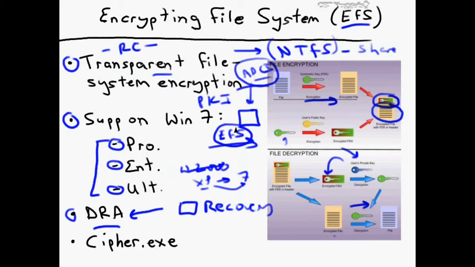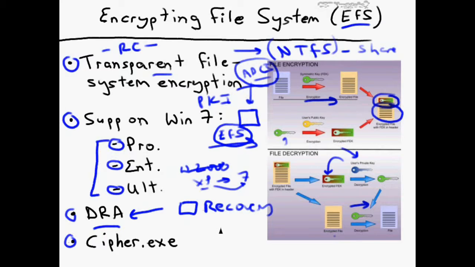In Windows Server 2003 and 2008 domains, the domain administrator, not the Domain Admins global group, but the domain administrator account, is a default DRA for the entire domain. So fortunately, if we're doing domain EFS, we do have that to fall back on. However, we can use group policy to specify entire groups or other users as DRAs that can perform that data recovery if something happens to a user's encryption certificate.